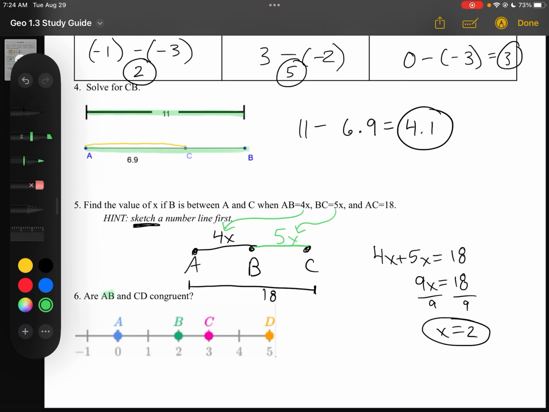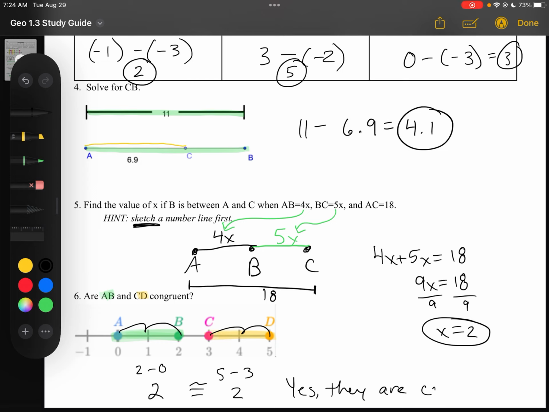For our final question here, AB, and we're comparing it to CD. So you can calculate it numerically to see that they're the same. You can also count to see that they're both 2 jumps, but either way, 2 is equal to 2, so our 2 segments are congruent. So yes, they are congruent because they are the same. If they weren't the same, then they would not be congruent.